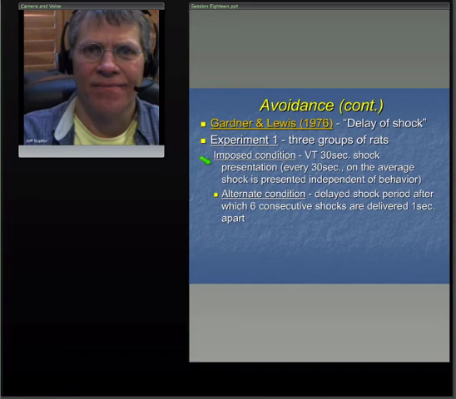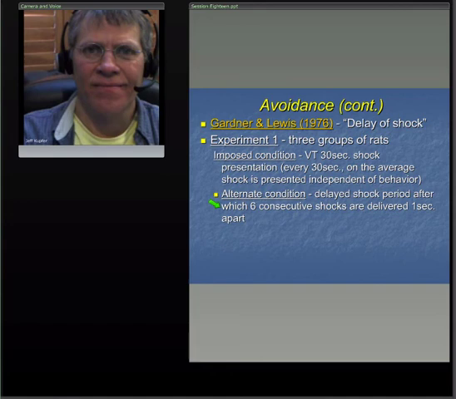A second condition was introduced for the rats, depending on which group you were in. And this provided delay shock, in which if you press the lever in this condition, the lever will be removed for 3 minutes. You stay in the alternate condition, and there is a delay. And then after the delay, there will be 6 electric shocks delivered, one right after another. Let me illustrate how this goes so it'll make it really clear how this works.